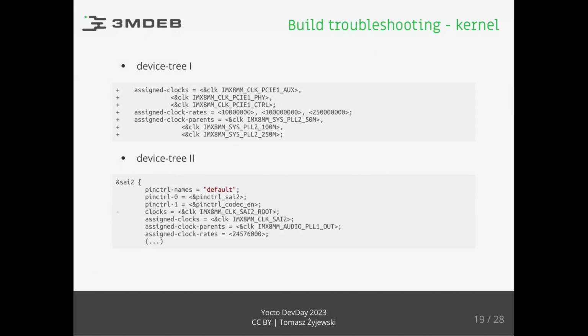Next, the problem with device tree. The first one is that there was some change in the DTSI files provided by the Linux kernel that were used by our custom device tree file. Because of those changes, the clocks were not properly assigned to the device, so it didn't work well, and we needed to debug that and, in the end, fix it. That was the problem with the SPI device.